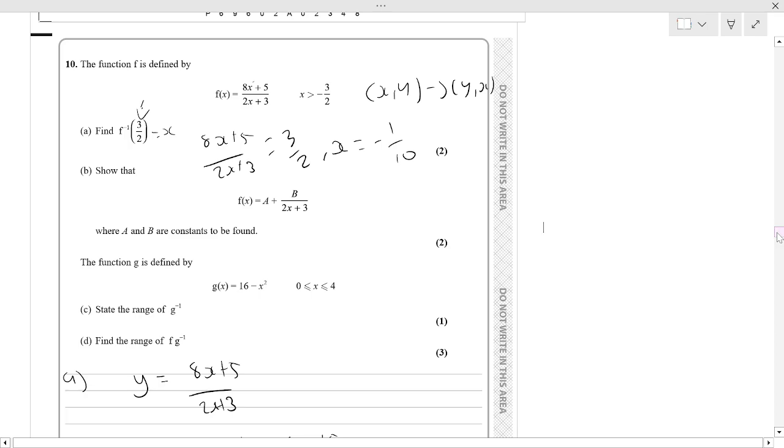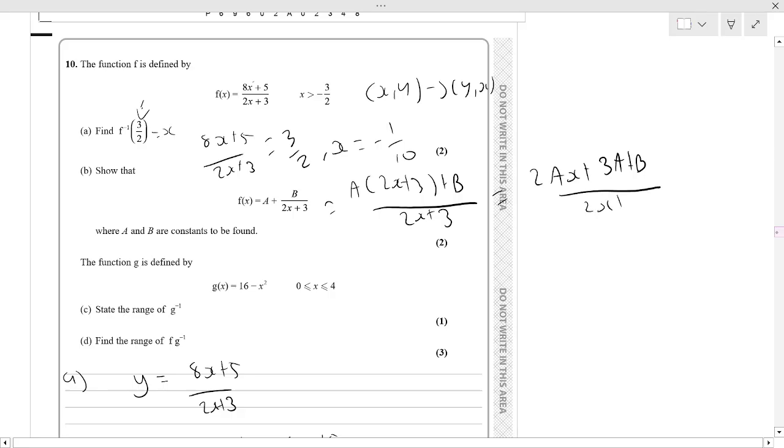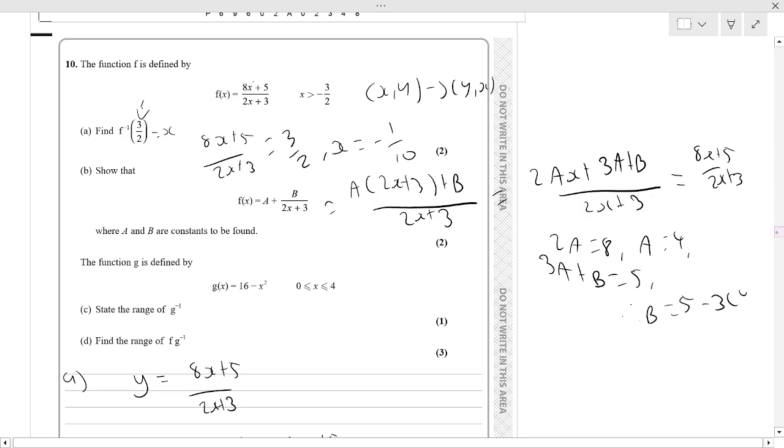I think alternatively, what you could do was just say a over (2x plus 3) plus b over (2x plus 3). Then that would be (2ax plus 3a plus b) over (2x plus 3). And then compare that to (8x plus 5) over (2x plus 3). Then you can compare coefficients to say 2a is 8, so a is 4. And then 3a plus b is 5. Therefore b is 5 minus 3 times 4, which would be 5 minus 12, which would be minus 7. So you can do it that way, kind of like partial fractions.